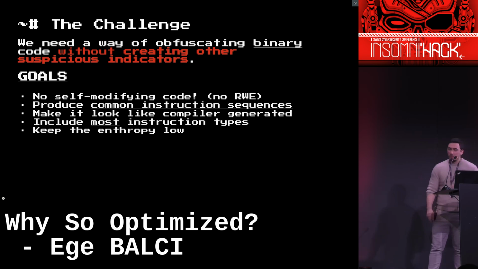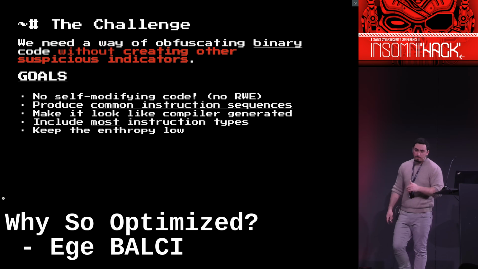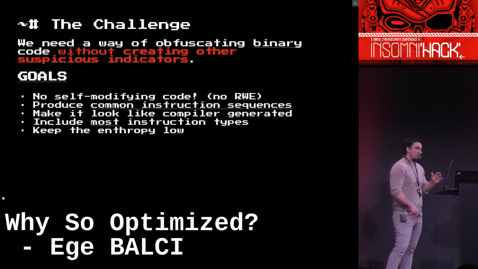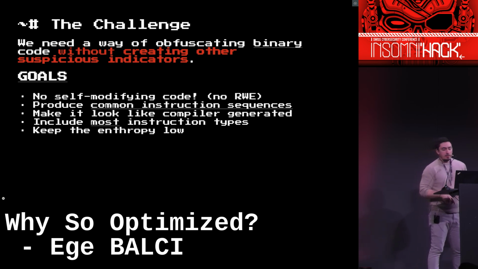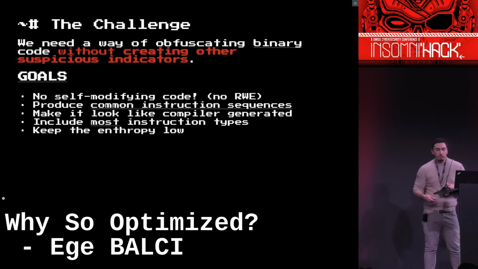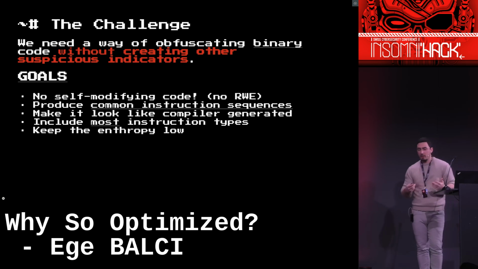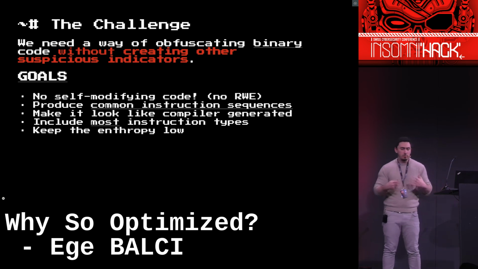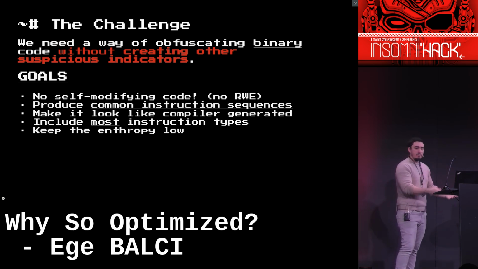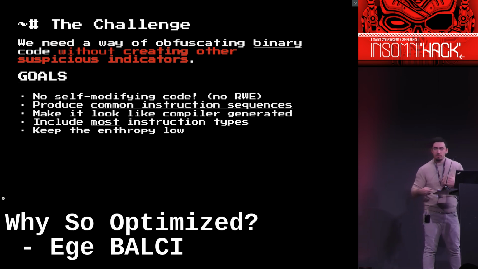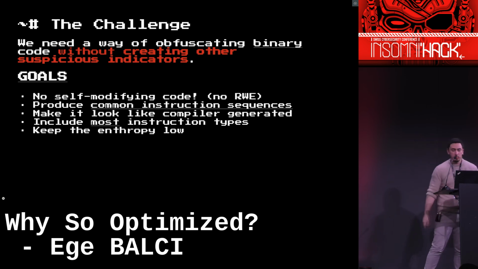Also, we need to include most instruction types. If we only focus on certain specific instructions, we won't be able to break all malicious patterns. And we also need to keep the entropy low. Since we're designing an obfuscator, this shouldn't be a problem. We will be generating valid instructions, so the entropy should stay much lower compared to encoding.